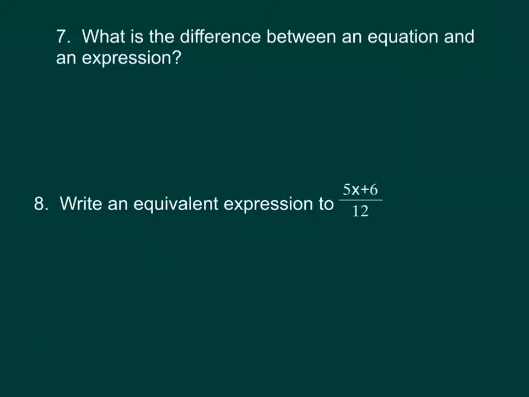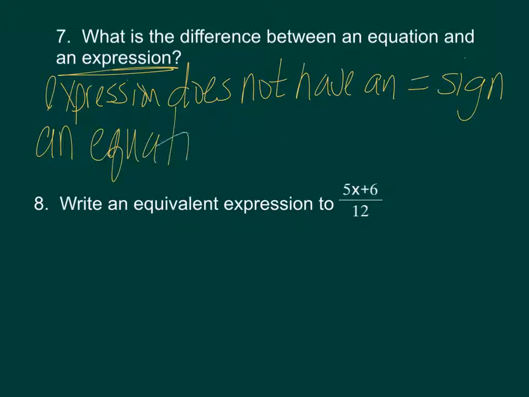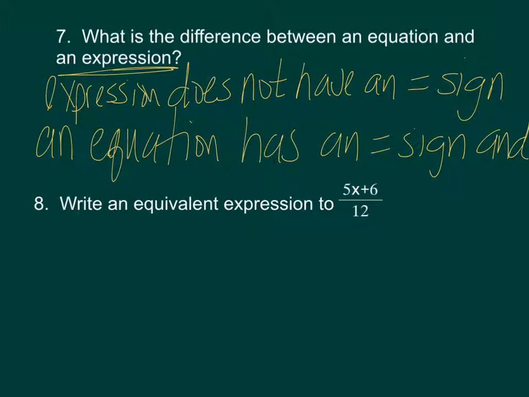All right, number 7, what is the difference between an equation and expression? And we talked about this earlier on the first slide. An expression, okay, does not have an equal sign. An equation has an equal sign and an answer. So, expression does not have an equal sign. An equation has an equal sign and an answer.